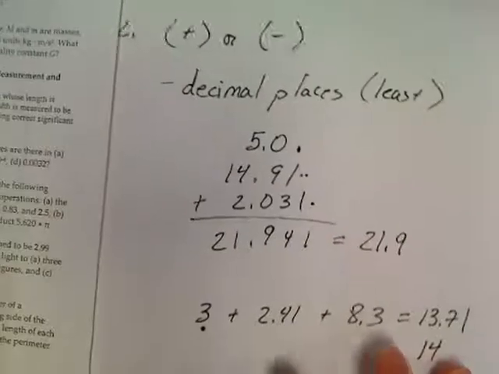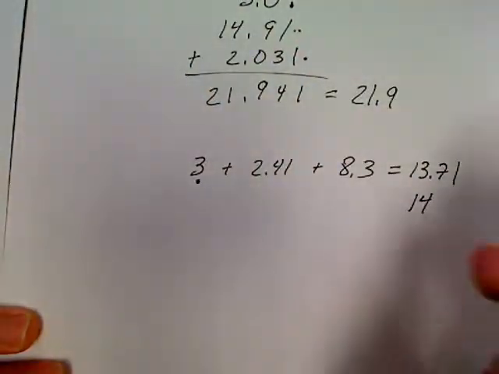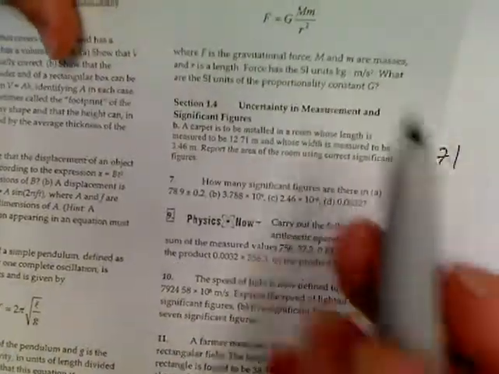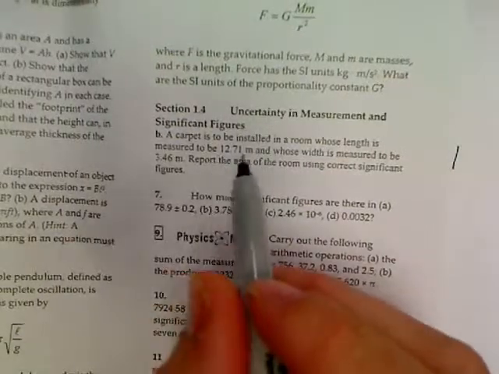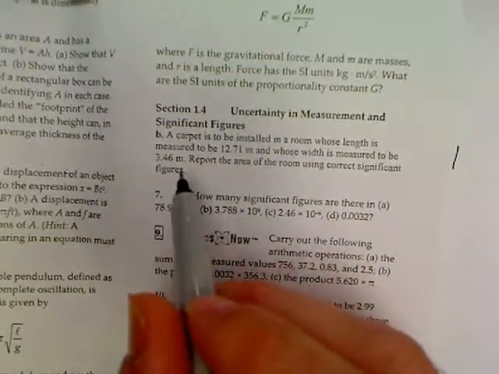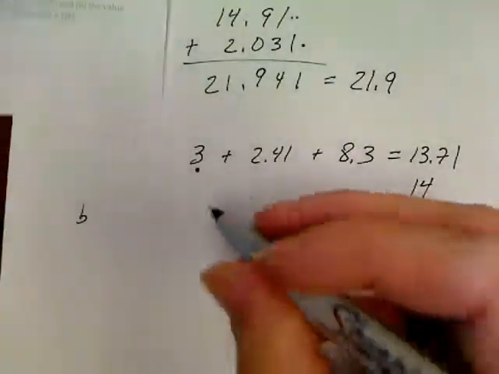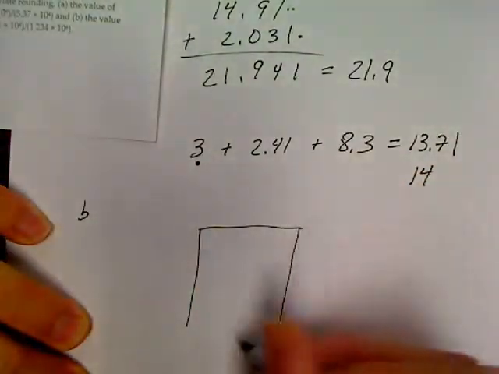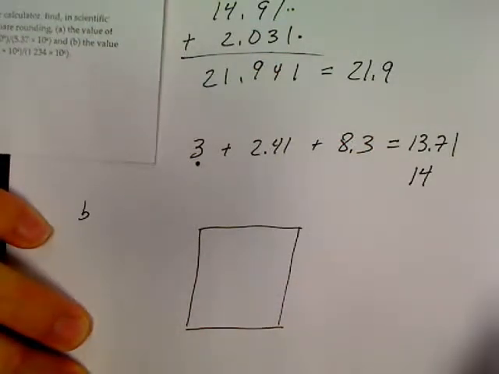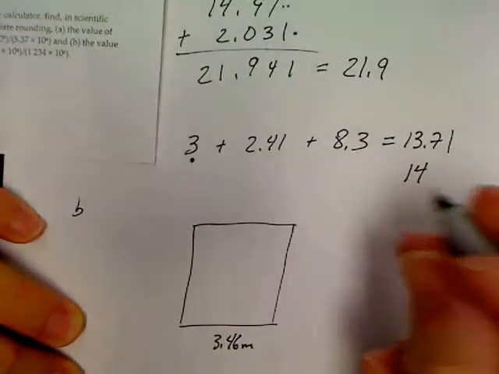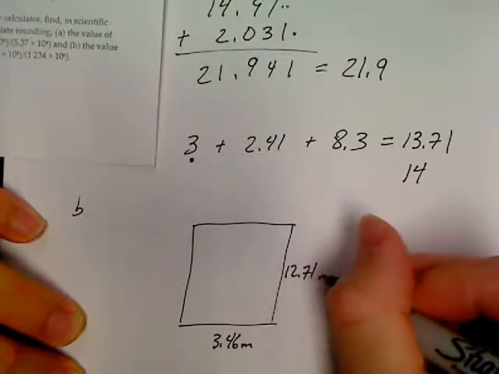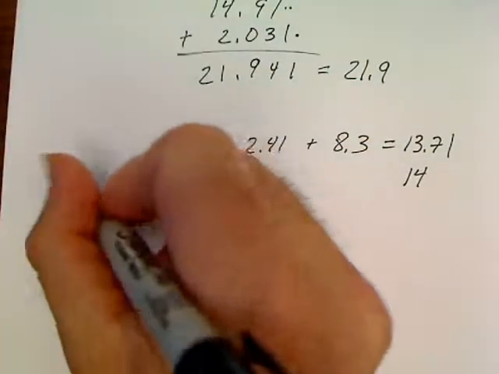I'm going to take a look at an example from my survey text now for class. This is Example B, uncertainty in measurement. A carpet is being installed in a room. It's 12.71 in width, 3.46 across. What is the area of the room? So I've got a room in this problem. They're putting in carpet. I'm obviously not drawing it to scale. But anyway, 3.46 meters by 12.71 meters. What is the area of the room?